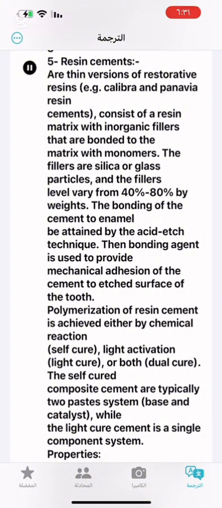3. Also can be used as filling material, especially the modified types of glass ionomer cements, such as Type II, Type III. 4. Fissure sealants. Properties: 1. The compressive strength is greater than zinc phosphate cement. 2. Glass ionomer cements are very sensitive to contact with water during setting.